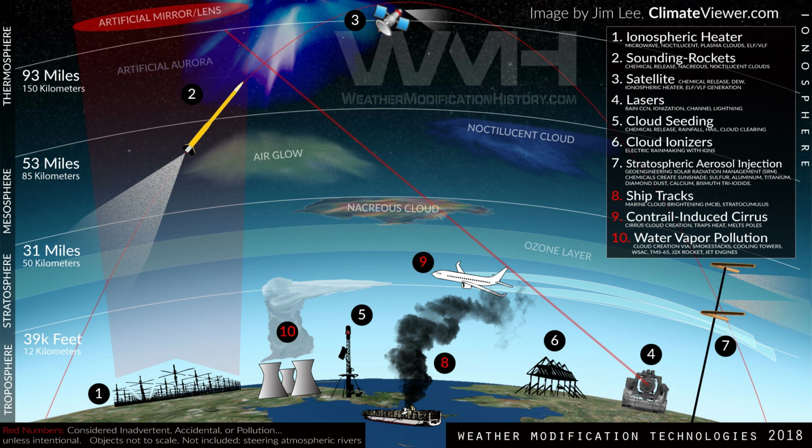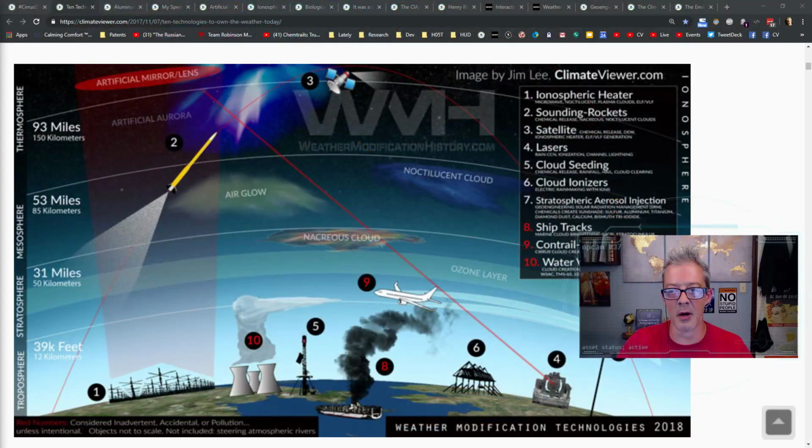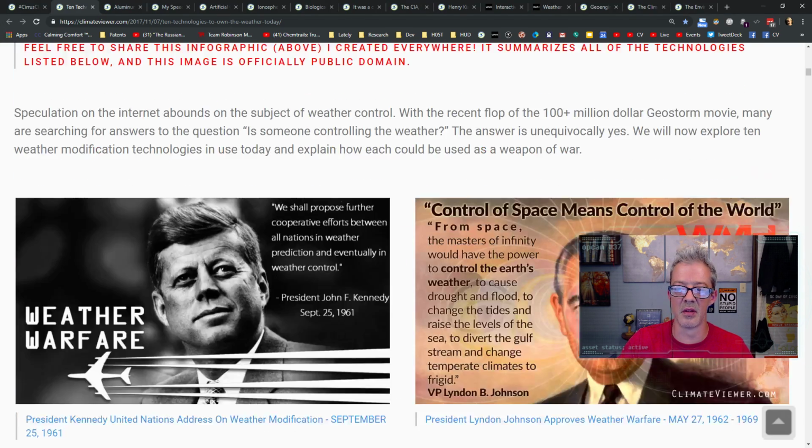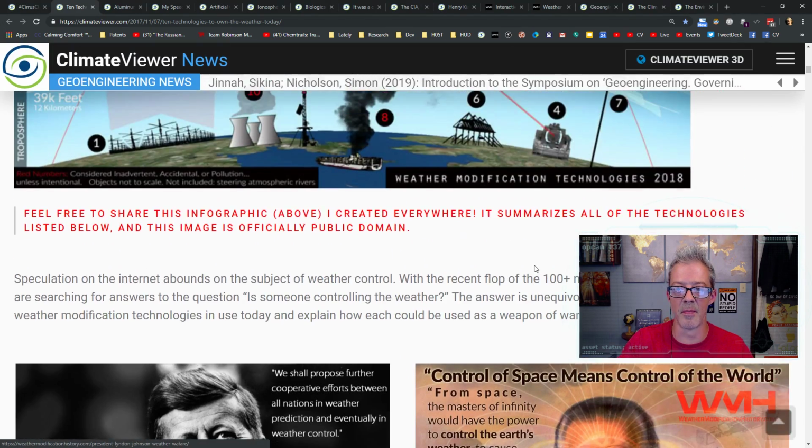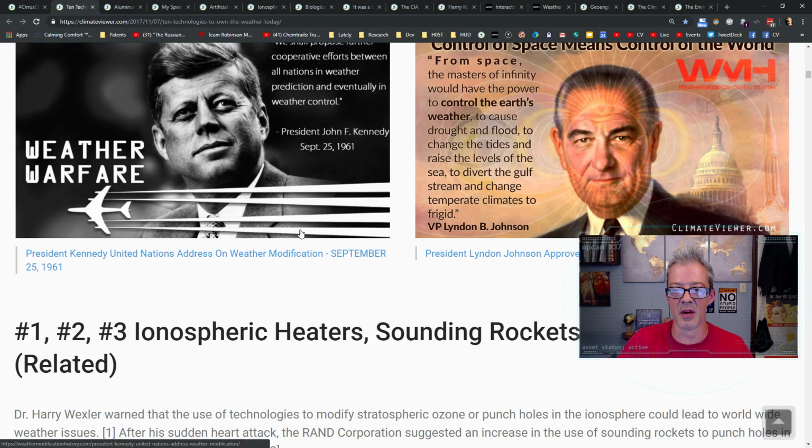Contrail-induced cirrus clouds. That's the artificial clouds. Ship tracks. Geoengineering. Lasers. Satellites. Cloud seeding. Oh my. So there's a lot to get into in that article. And you can go through it yourself. You can scroll through it and you can see that I have several quotes here, and then a whole bunch of references.